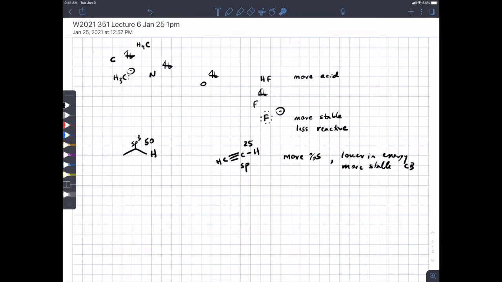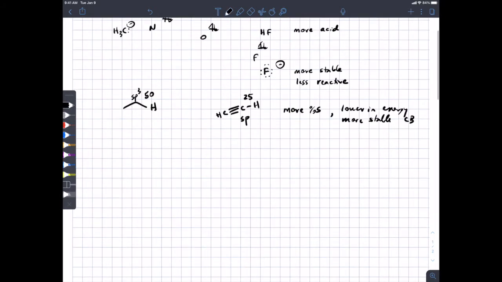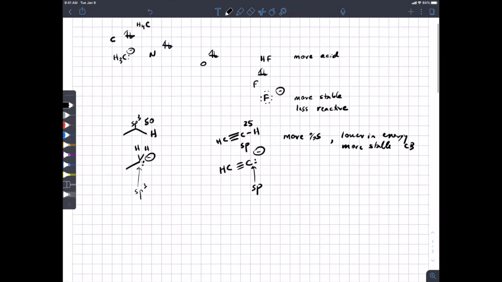Anything on that? Yes. So the question is, with this s character issue, do I look at the conjugate base or the acid? Either one will work. Notice that for these conjugate bases, the atoms that bear the negative charge are still surrounded by the same number of groups. That is, for the conjugate base of the alkane, that carbon is still tetrahedral and still sp3 hybridized, whereas that one would still be linear and sp hybridized. So in that case, it doesn't matter which one you draw.